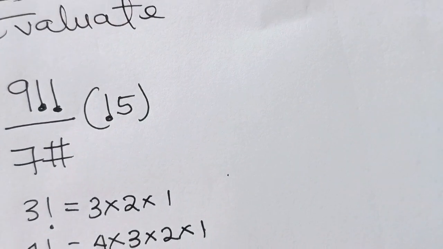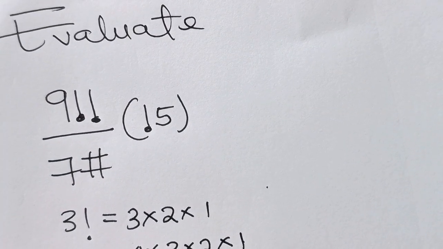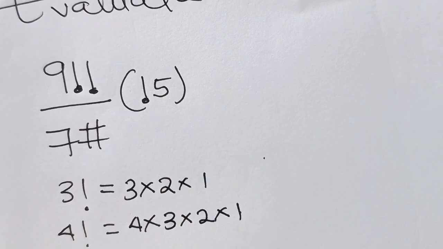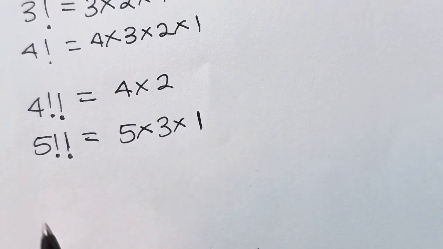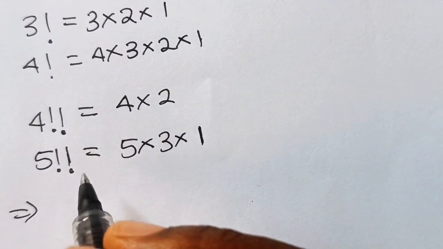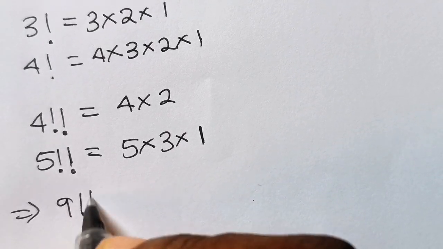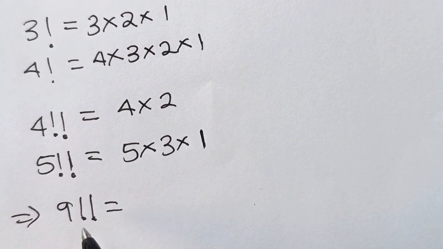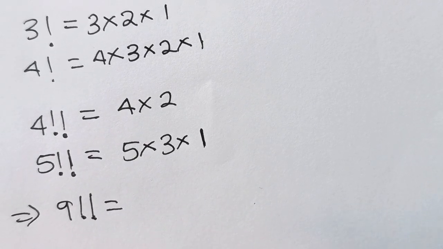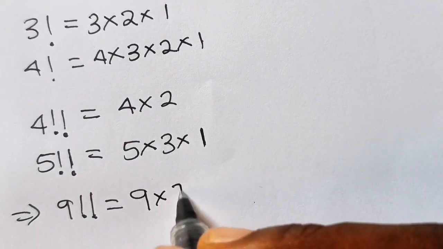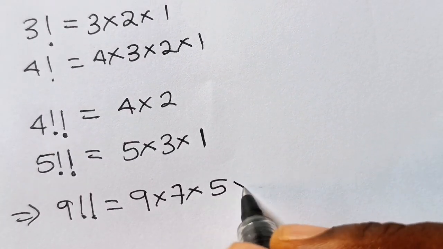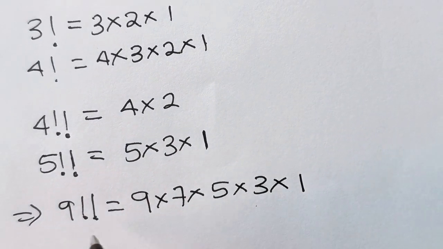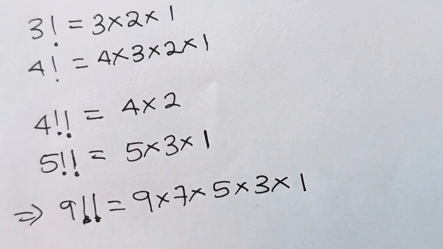Now, let's go back to our question. What we have here is 9 double factorial, and 9 is an odd number. So 9 double factorial is equal to the product of all odd numbers from 9 to 1. We have 9 multiplied by 7 multiplied by 5 multiplied by 3 multiplied by 1. That is 9 double factorial.